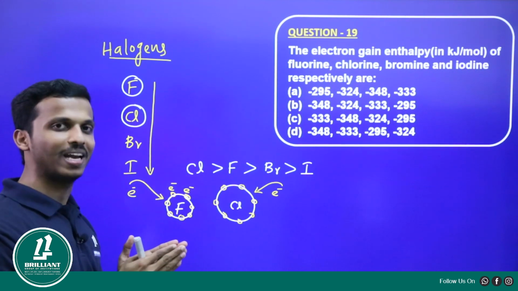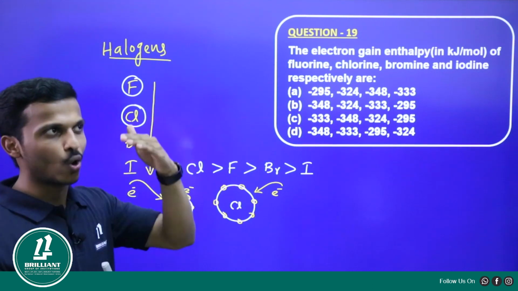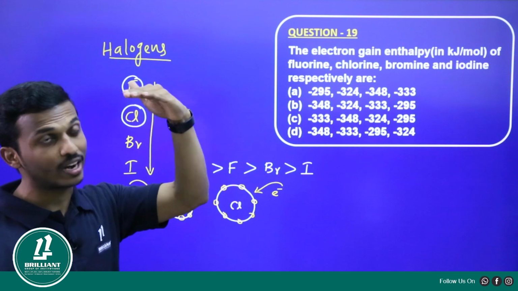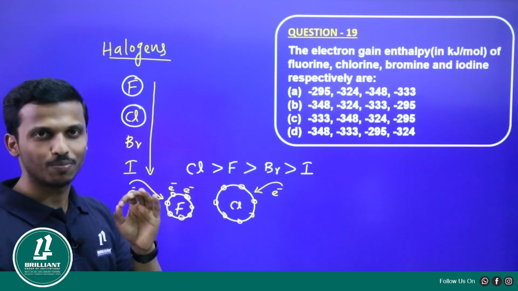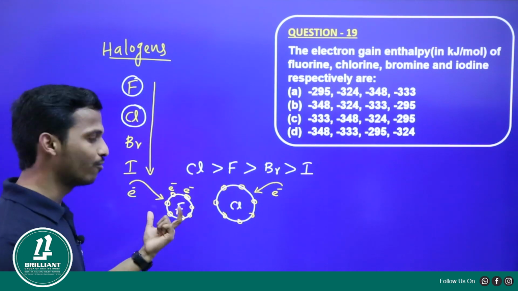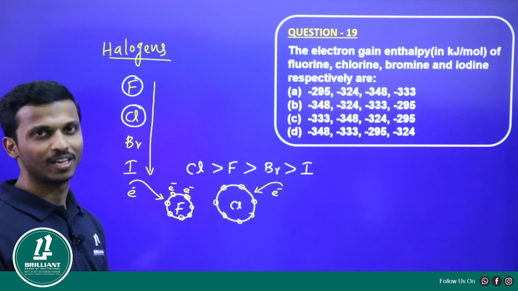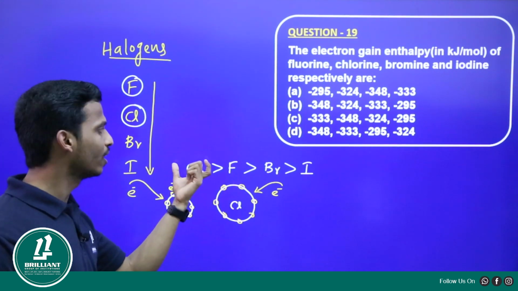You know, oxygen family elements are oxygen, sulfur, selenium, tellurium, and polonium also. Going down, sulfur comes above oxygen in electron gain enthalpy. That is because of this reason: fluorine contains more electron repulsion. So fluorine has less electron gain enthalpy than chlorine.